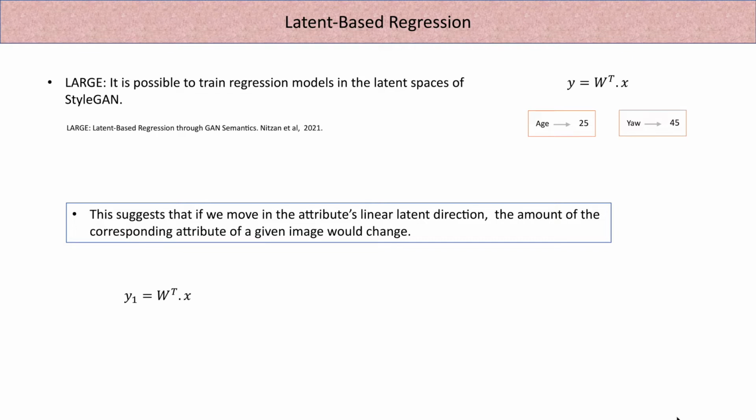So let's say, given a face, for one particular attribute, we know that the amount of that attribute is y1. If we move in that attribute direction, and we do some very simple math here, we can see that if the W's have a unit norm, we can change the amount of the attribute. So this is very useful. It means that we can visually change the amount of the attribute as well.